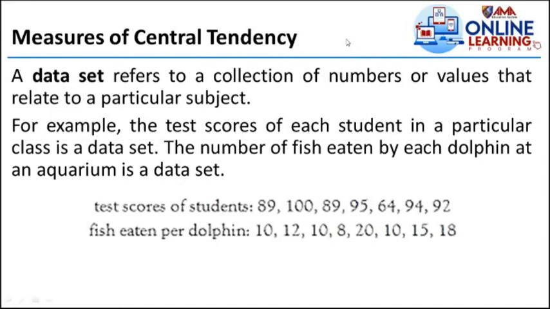So we have the test scores of each student. We have the scores 89, 100, 89, 95, 64, 94, and 92. For fish eaten per dolphin, we have 10, 12, 10, 8, 20, 10, 15, and 18. So these are examples of a data set.